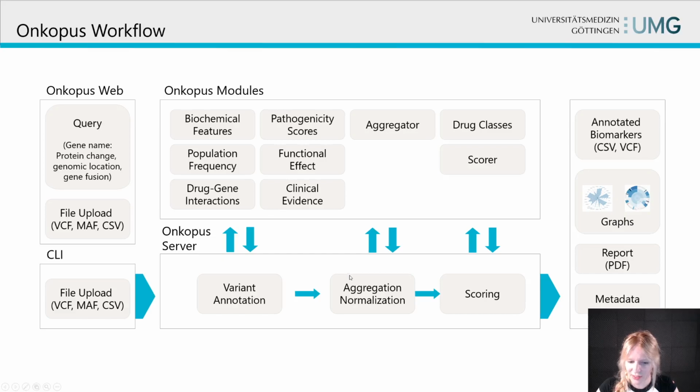We then aggregate and normalize this data and provide a final score for the pathogenicity and the clinical significance data. The output of Onkopus is an annotated biomarker file in CSV or VCF format, possible graphs and statistics, a human-readable report in PDF, and a metadata file.